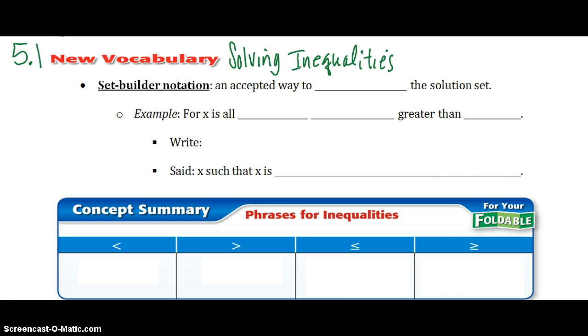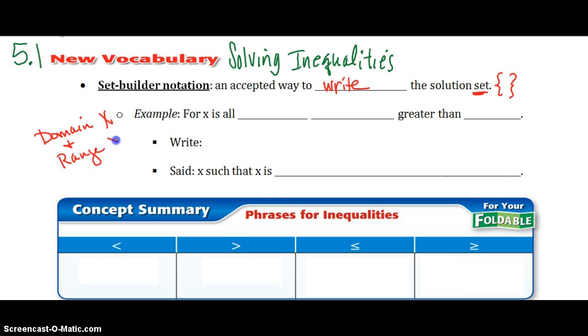This vocabulary really isn't new. It's a review from last year, but we'll start with set builder notation. We've already been using set builder notation. It's the accepted way to write a solution set. And remember, squiggly brackets are what we use to represent sets. And we use this mostly when we are talking about domain and range.